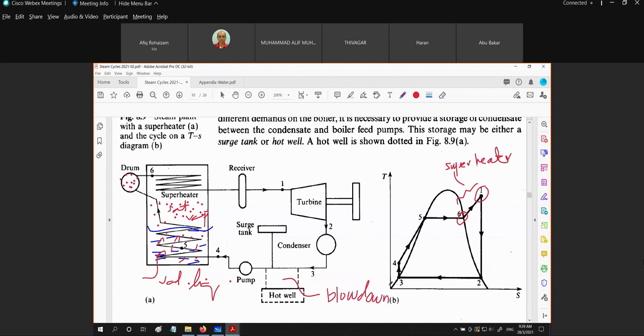Okay? This is a brief explanation of what usually happens. So we must have a blow down. When we do the blow down, it means we are going to reduce a lot of the minerals in the water, because these minerals are very harmful to the boiler tube. Okay? So now, this is our superheater. Our superheater. So we must have an element.